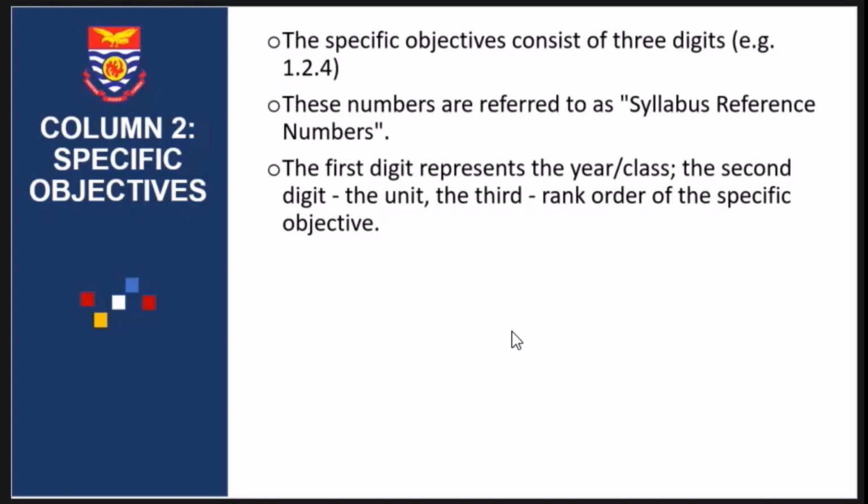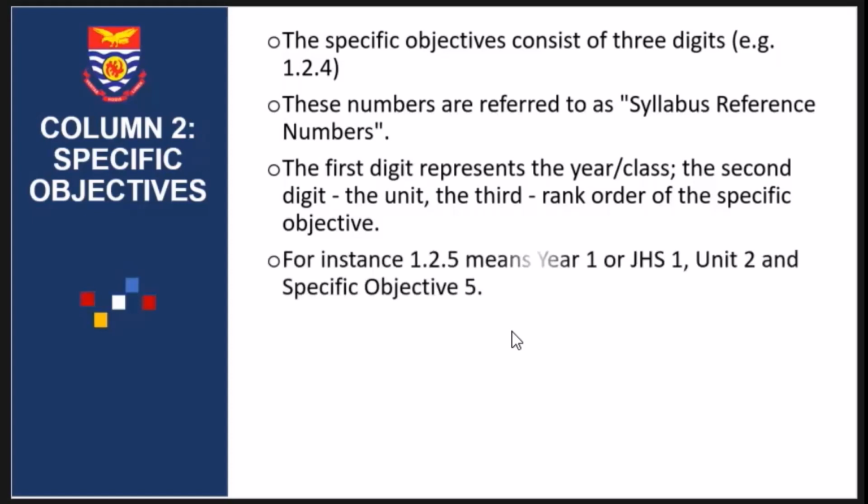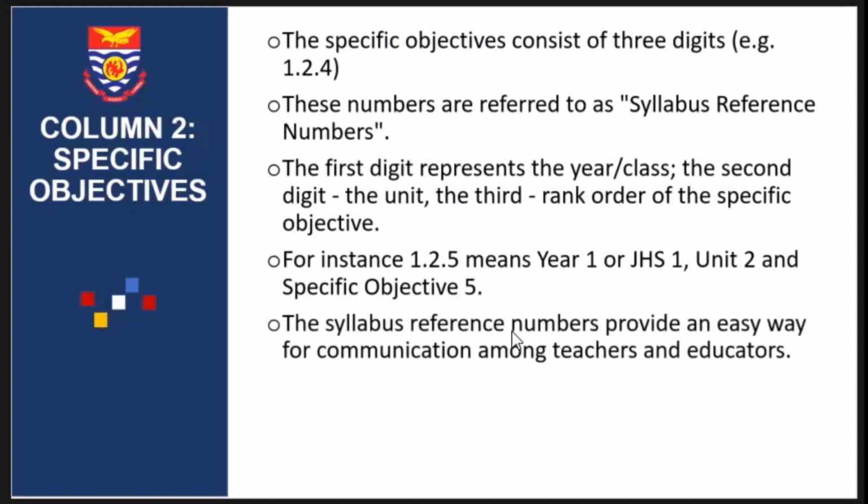So 1.2.4, for instance, will stand for JHS1, second unit, fourth specific objective, or the fourth specific objective of unit 2 of JHS1. That is what 1.2.4 will stand for. So 1.2.5 will mean what? Year 1 or JHS1, unit 2, and what? Specific objective 5. The syllabus reference numbers provide an easy way for communication among teachers and educators.